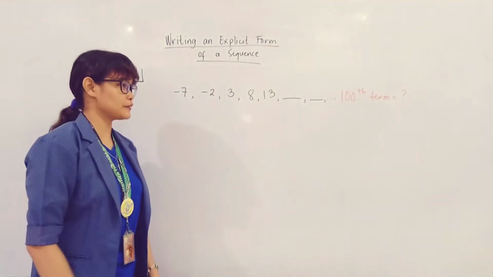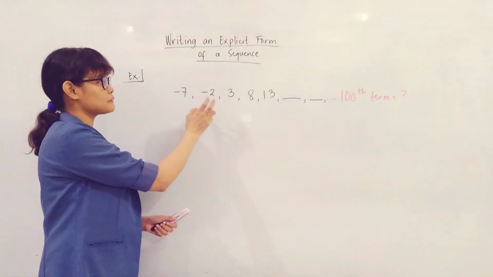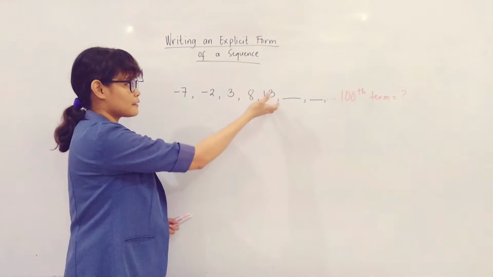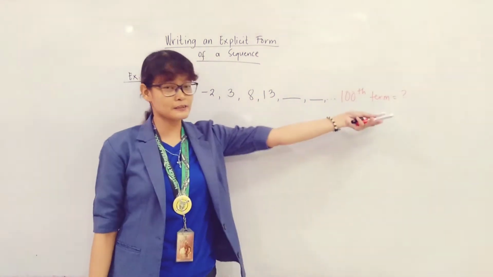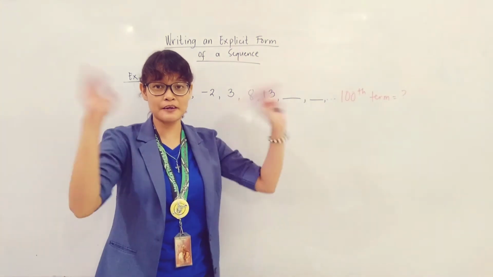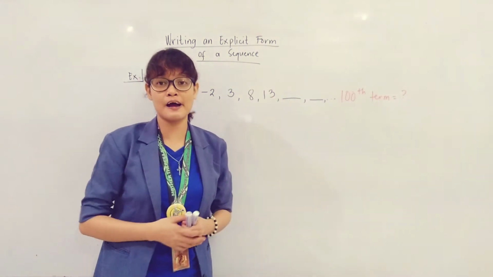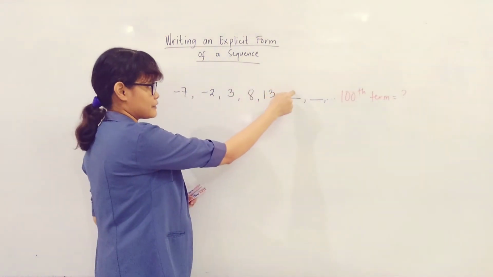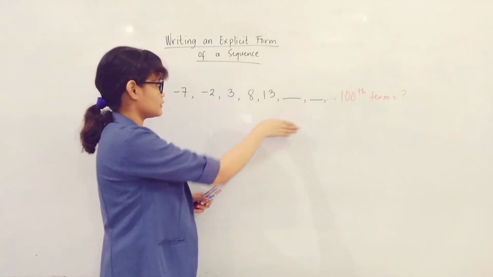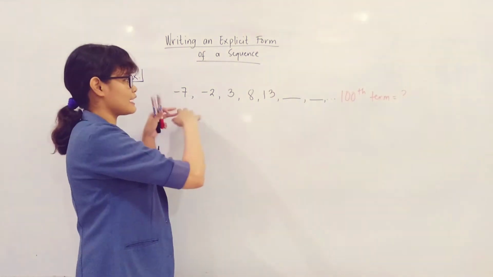Okay, so let's have our example number 2. Say this time that your sequence is composed of these numbers. You have -7, -2, 3, 8, and then you have 13. Again, we have 2 blank spaces here, and suppose we're asked to find the 100th term. So again, since meron na tayong idea na pwede gumawa ng formula, syempre second option na lang natin ang listing. But first, try natin i-fill in yung terms dito. So we have the 6th term and the 7th term, following the pattern na sinusundan nito.